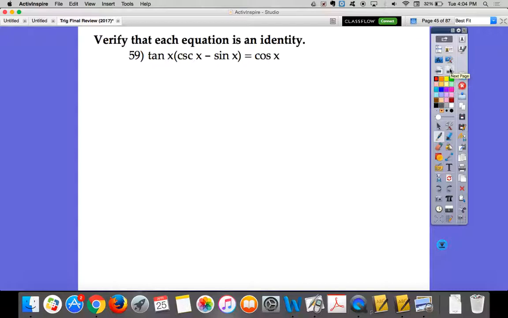Okay, verify that each equation is an identity. These are so much simpler because you don't have to wonder where to stop. Okay, we're going to work with the left and turn it into the right. Let's go ahead and distribute the tangent. So that's going to give me tangent of x times cosecant of x minus tangent of x sine of x.